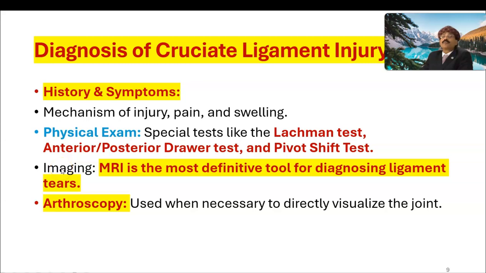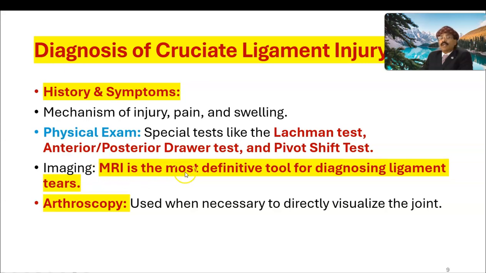Posterior drawer test is just pushing back the drawer inside. In the posterior drawer test, the tibia will go back more than normal, and that is the posterior cruciate ligament injury, just like putting the drawer back into place. Okay, so that is the posterior drawer test. Another test, the pivot shift test.